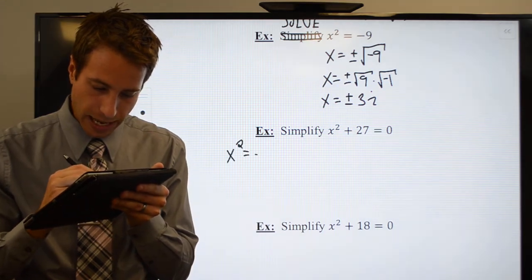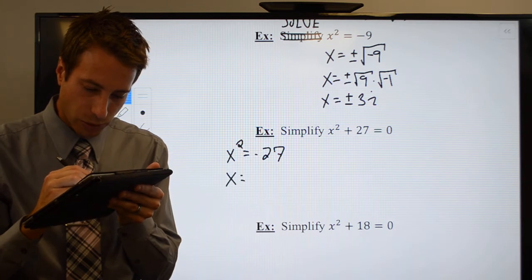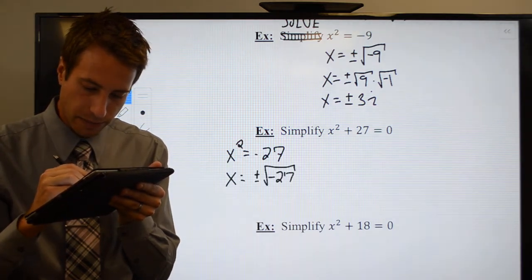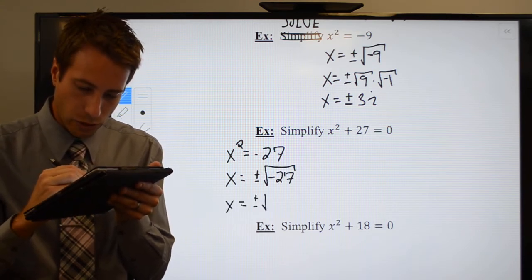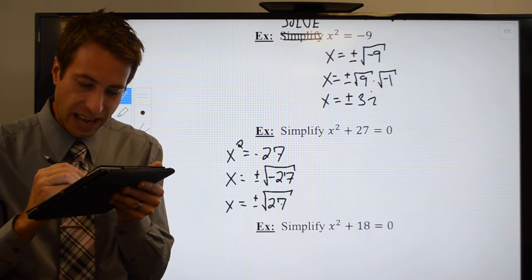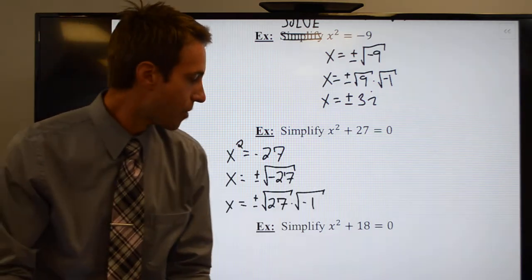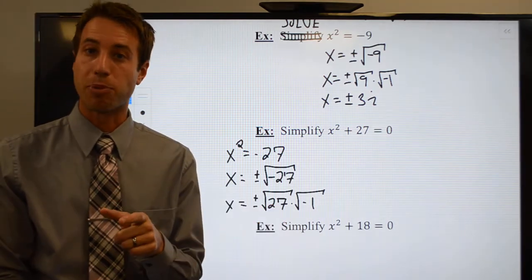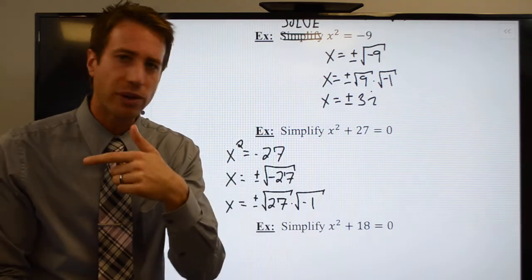a negative 27. Take the square root of both sides, and x is equal to plus or minus the square root of negative 27. Well, we can split that up into plus or minus the square root of 27 times the square root of negative 1. Okay, hold the phone. 27 is not a perfect square. That's okay. We saw what to do with this on the previous page of the notes.